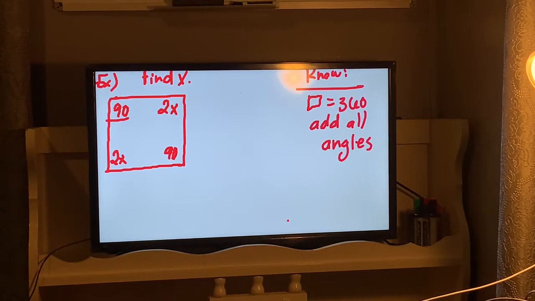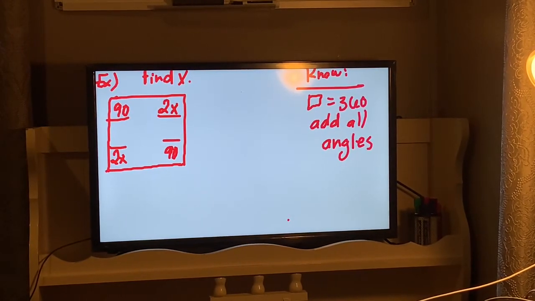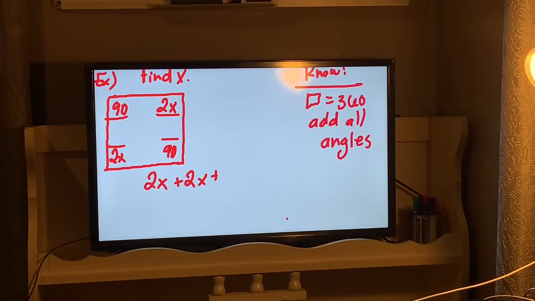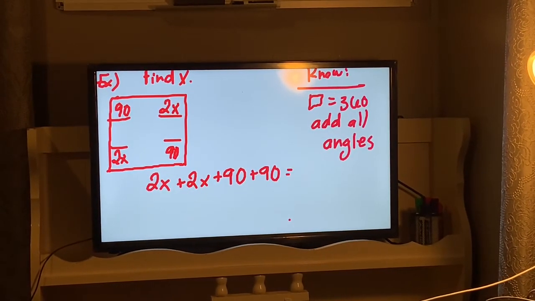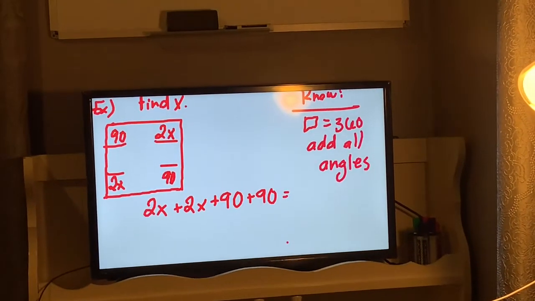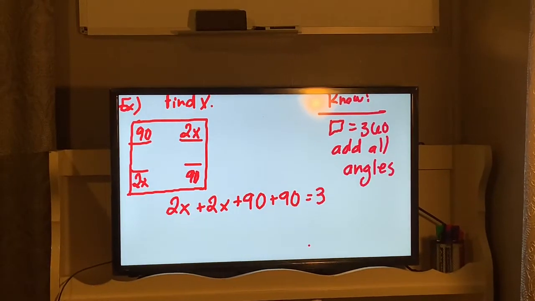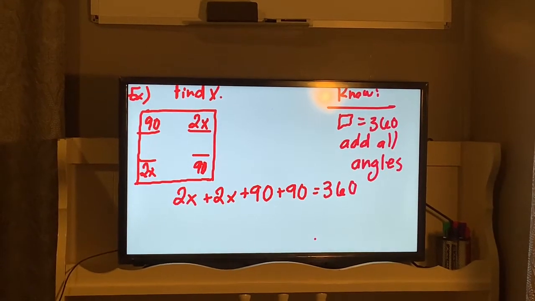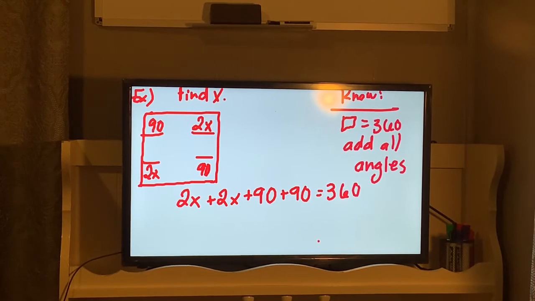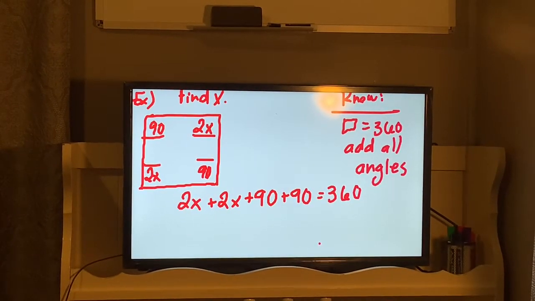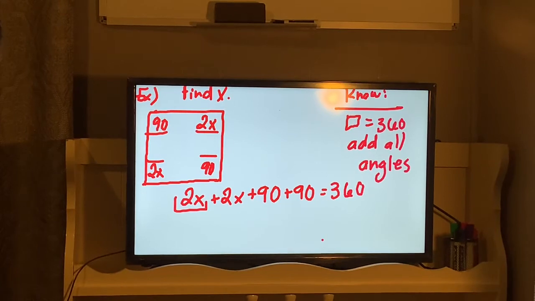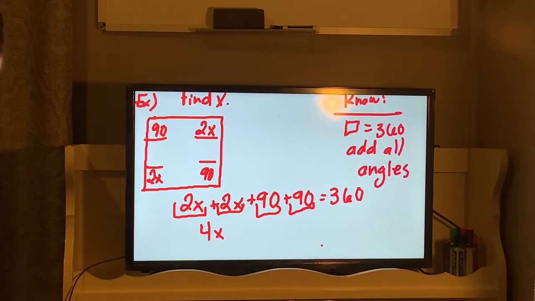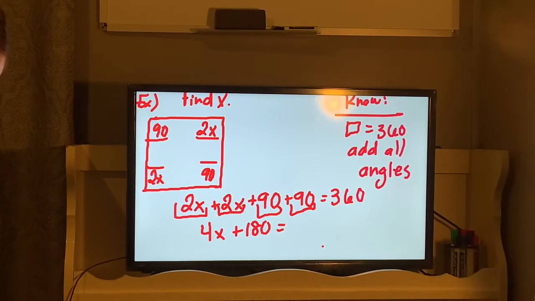I know I have 4 angles right here, so I'm going to go ahead and do 2x plus 2x plus 90 plus 90. And again, I know that the total angle measurement of a square is 360, so it must equal 360. So now, this is the thing that we are always having a little bit of trouble with, manipulation of expressions, but that's all you're doing. You're gonna go ahead and add your like terms. This is 4x, add 90 plus 90 is 180, equals 360.